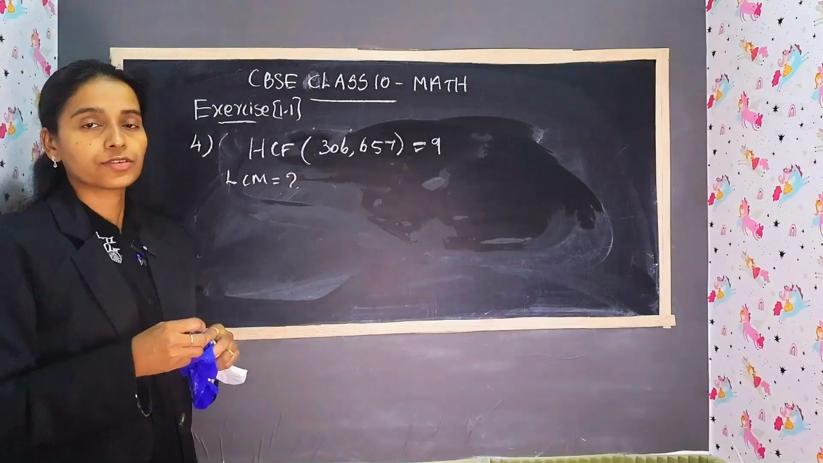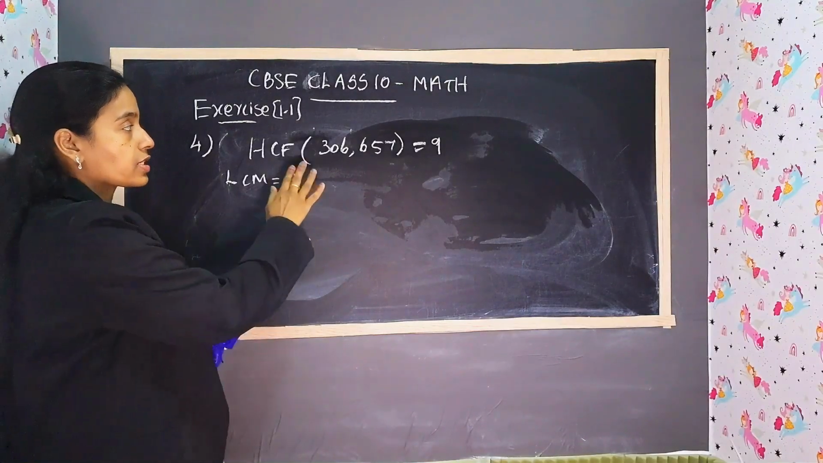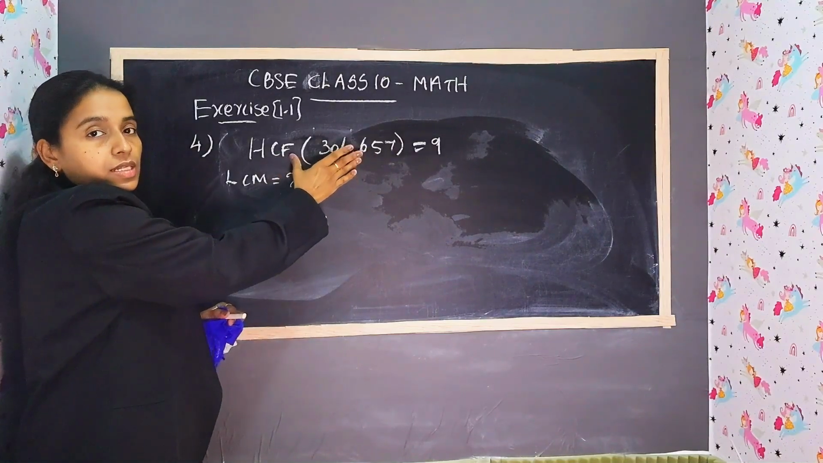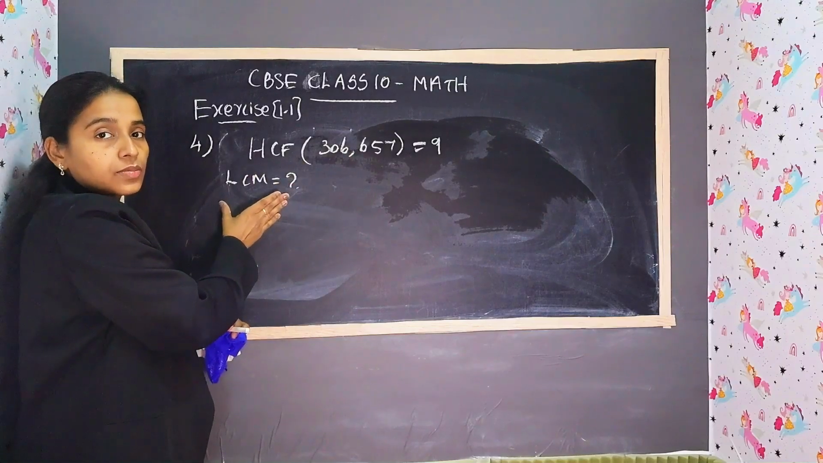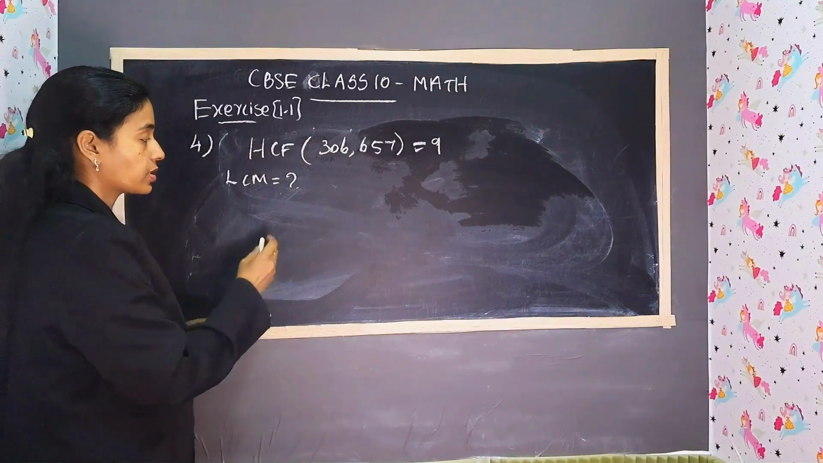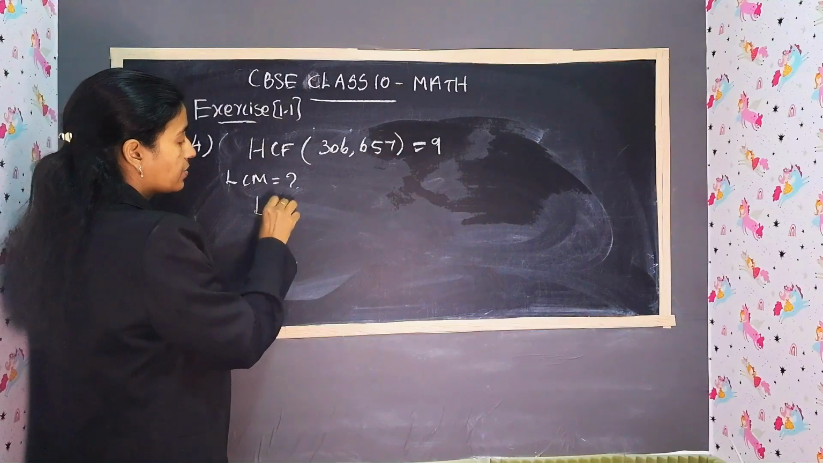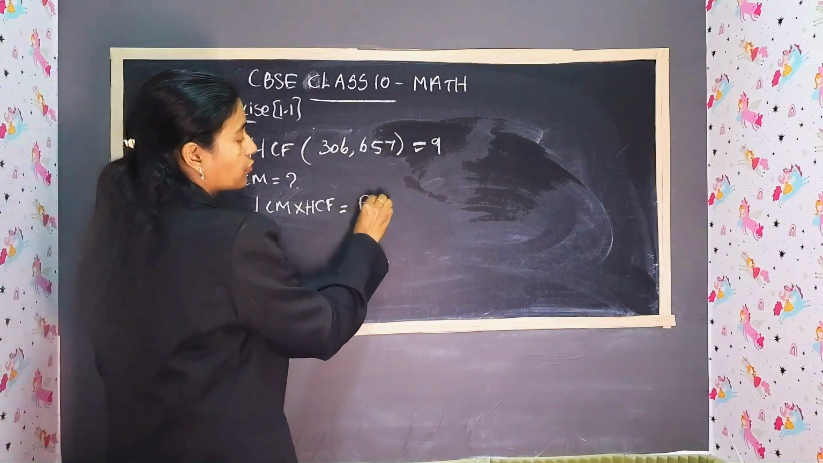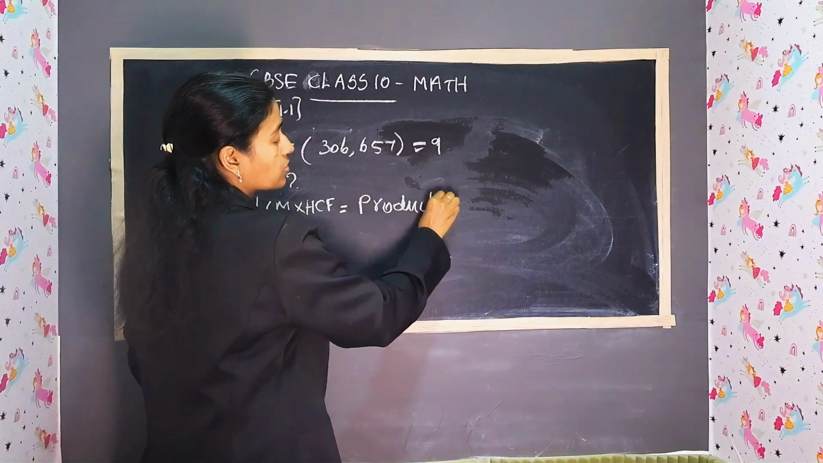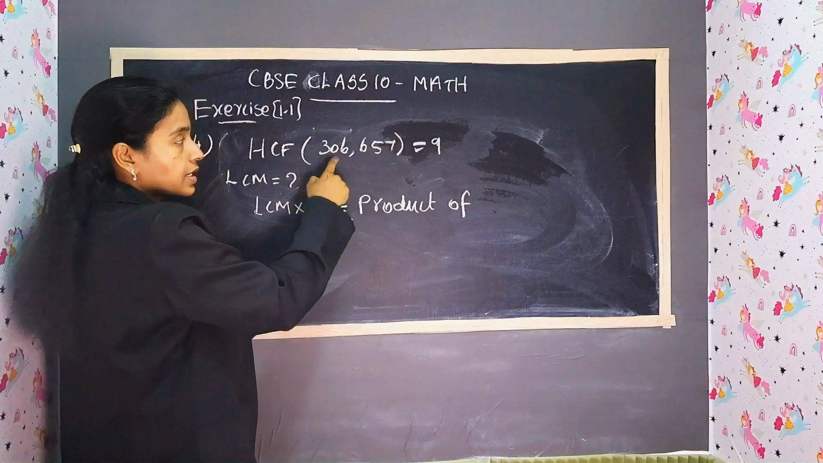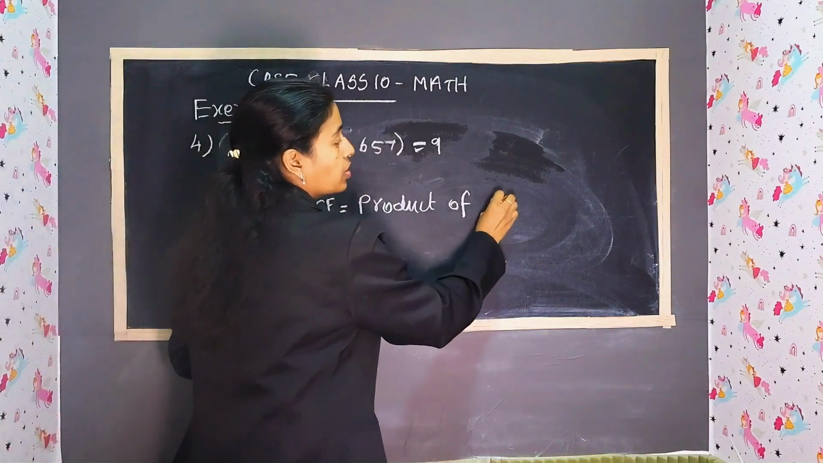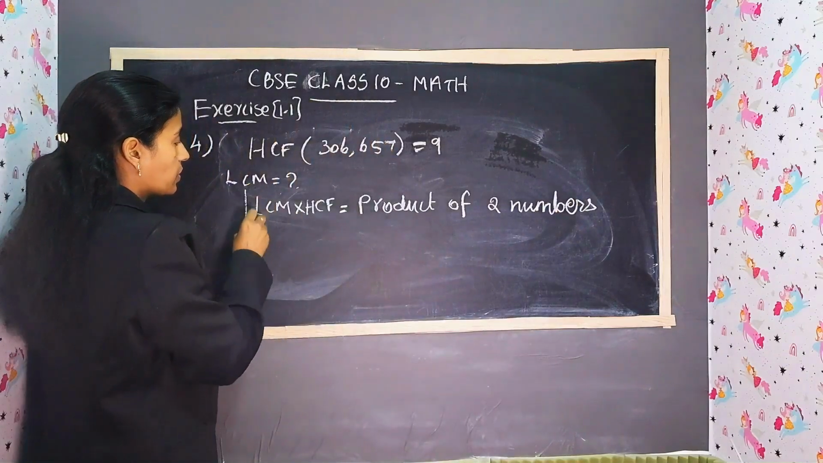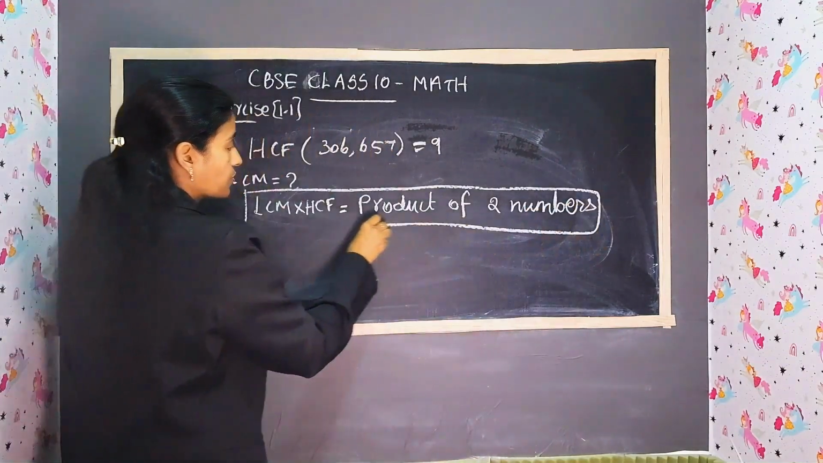Now we can see the solution. For the solution, I have written the given information. What is given in the question? HCF of these two numbers equal 9. From this information, we should find out LCM. So we have to remember the formula. What is that? LCM into HCF equal product of two numbers. In this problem, two numbers are 306 and 657. This is the formula you should remember. Then only you can find out the solution.